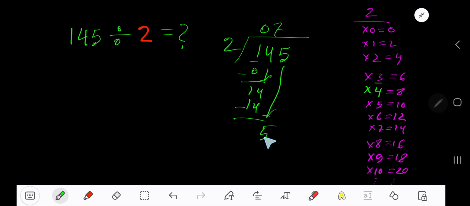0 5 means 5. 2 goes into 5 how many times? 3 times is 6, which is greater, so 2 times. 2 times 2 is 4, subtract, 1, so our answer is 72, remainder 1.